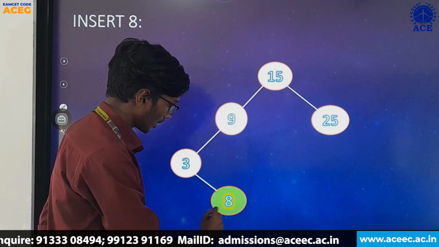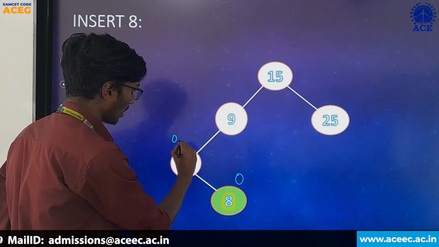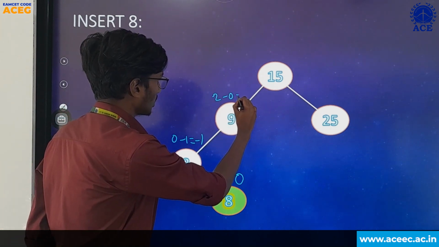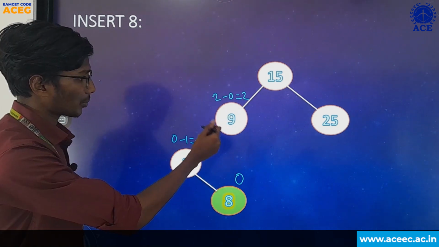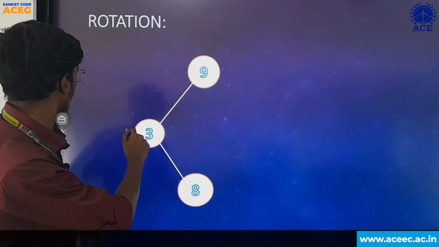If we check the balancing factor, for 8 it is 0. For 3, it is 0 minus 1, which is -1. For 9, it is 2 minus 0, that is 2. Here the balancing factor goes out of the range, so we have to apply suitable rotations here. First we should take 3. 3 should be pulled down and 8 we should place here.